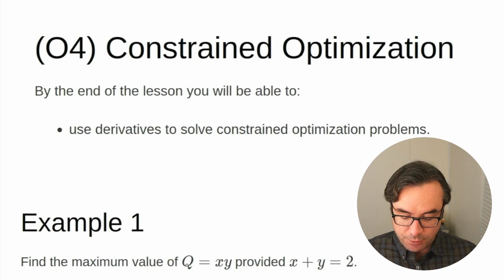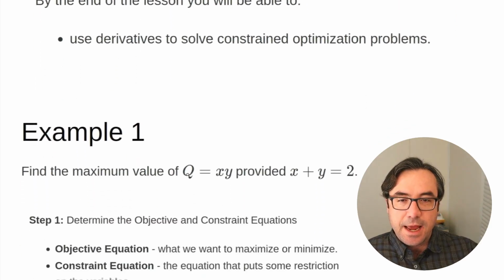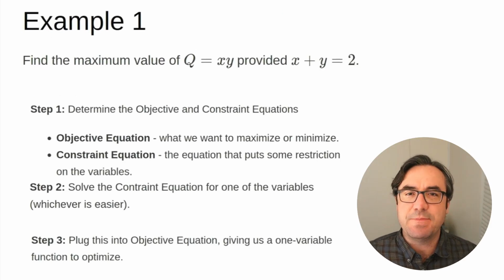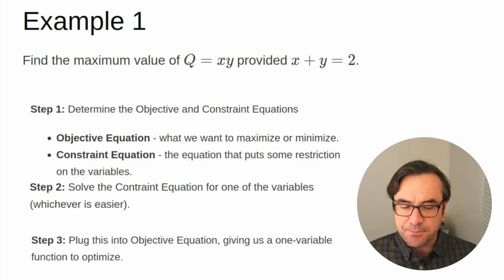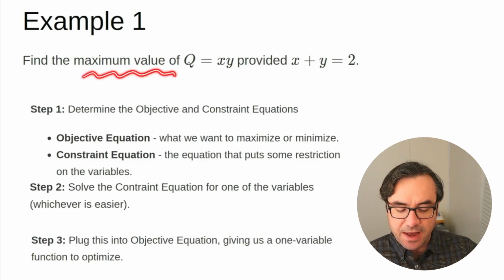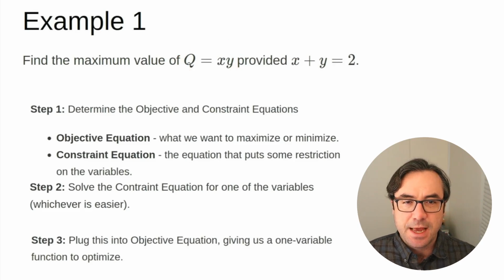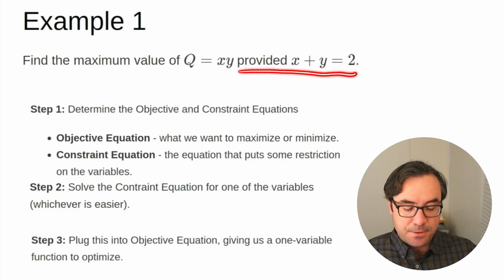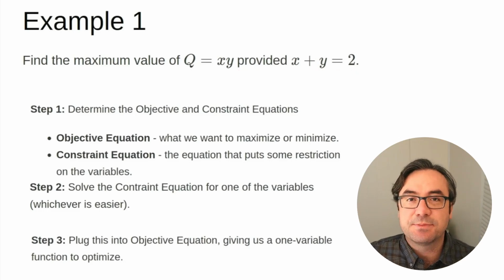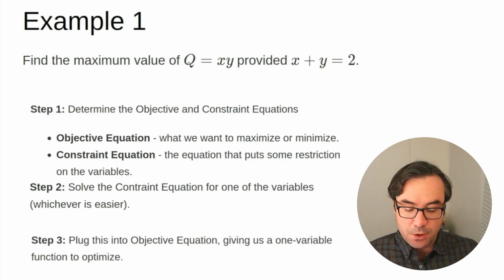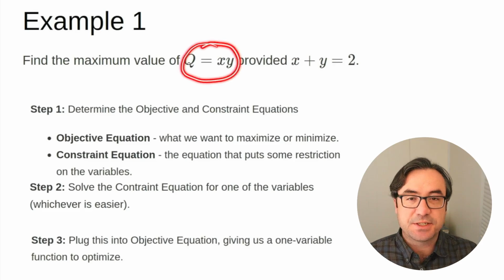So let's look at example 1. And we have this statement. It's asking us to do something. We want to find the maximum value of this expression q equal to x times y. And we have this extra condition that x plus y must be equal to 2. So we want to maximize this expression.